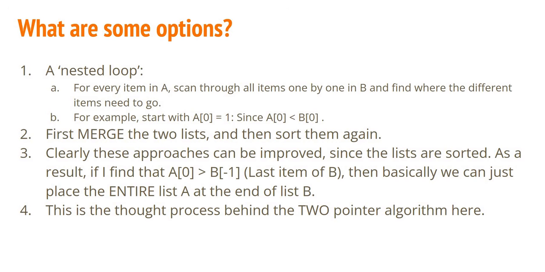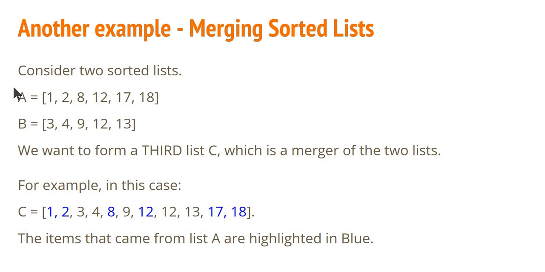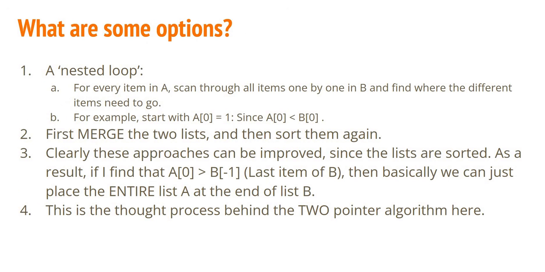Then you might say, okay, let's merge the two lists first and then sort them again. So what that means is, I take a new list, which is 1, 2, 8, 12, 17, 18, 3, 4, 9, 12, 13. Notice the individual lists were sorted, but the combined list may not be. But I can sort it. However, remember, sorting also is a fairly involved operation. We are going to learn about sorting a little bit later. But the best sorting algorithms get us to n log n. So yes, we will improve probably from n square to n log n.